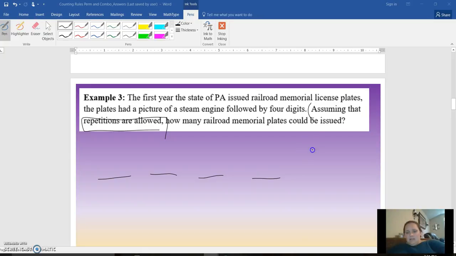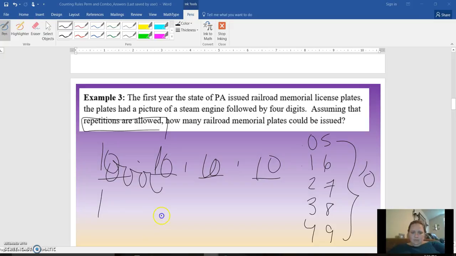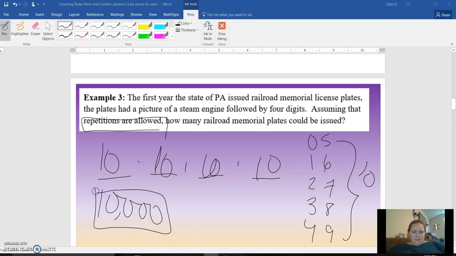All right, so the digits are 0, 1, 2, 3, 4, 5, 6, 7, 8, 9. So there are 10 different numbers. So the different digits you can pick, there are 10 different ones, 0 through 9. So in this first choice, we have 10. Second choice, we have 10. The third choice, we have 10. And the fourth choice, we have 10. So we have 10,000 choices.